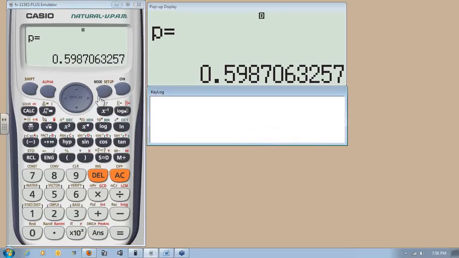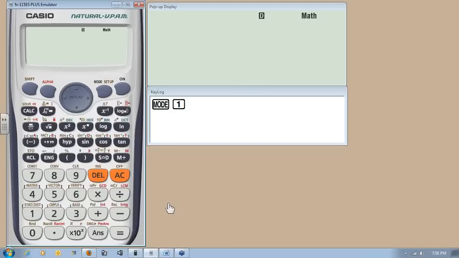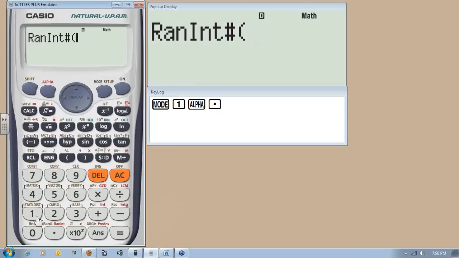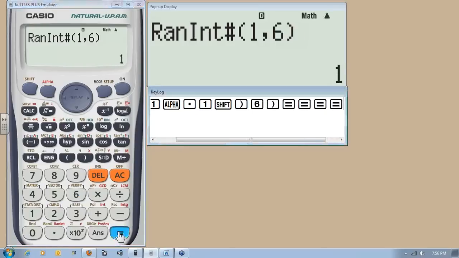Random numbers. So if you do anything with random numbers in your class, I'm going to go back into my mode. I'm going to go back into number 1. So I'm back into my regular mode. Random numbers. I got random integers or random numbers. I like to do random integers. Alpha random number. This is an integer between 1 and 6. My comma key is right next to the right parenthesis there. Shift. Between 1 and 6. It's like rolling a die. First time I get a 2. And you can just press enter over and over again to get different values.